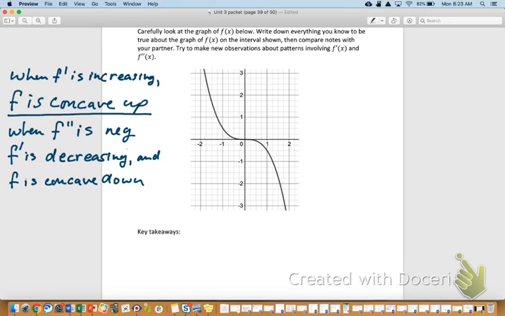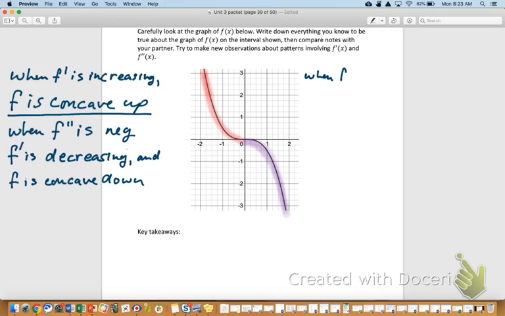Okay, so let me try to lead you to this. In terms of concavity, how would you describe the concavity of f on the red part? Concave up. How would you describe the concavity of f on the purple part? Concave down. Okay. So here is an observation. I'm not going to call this a key takeaway. I'm going to have some other ways to put this. But here's an observation.